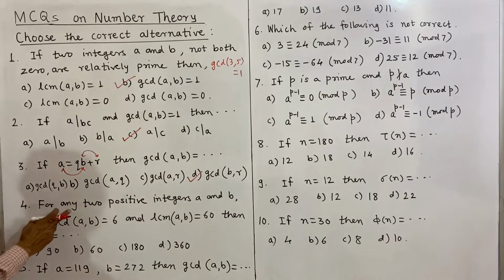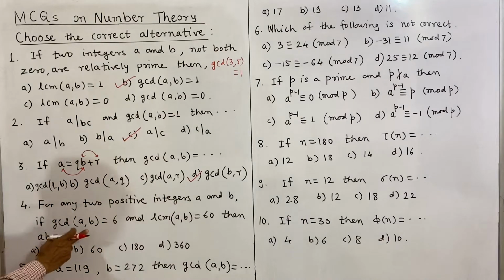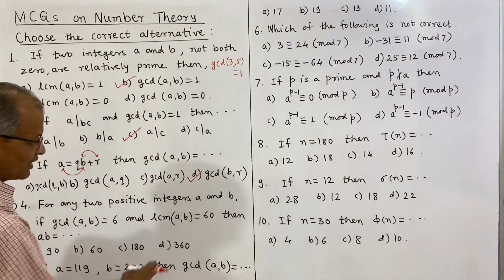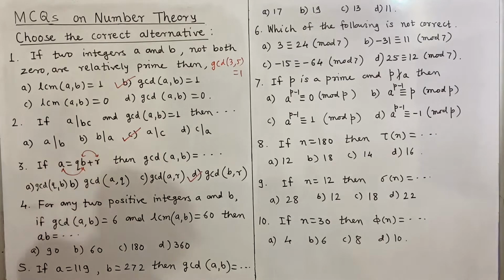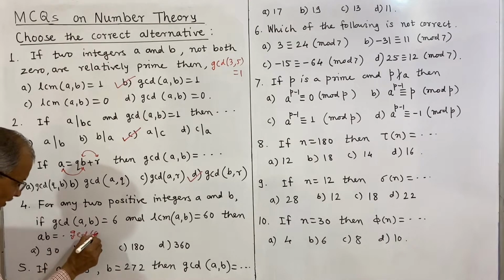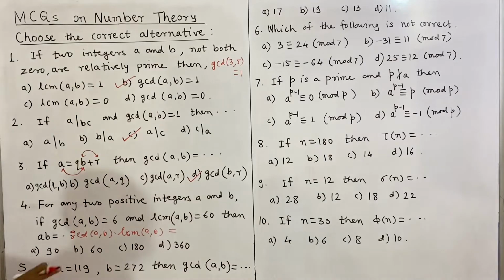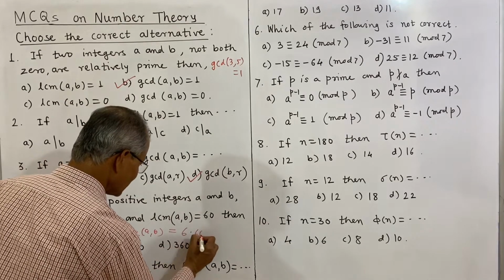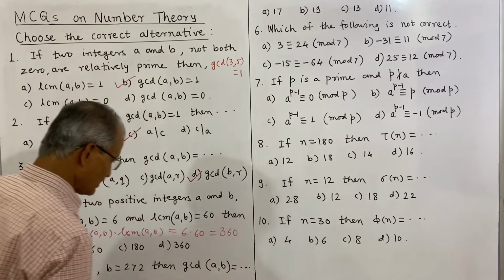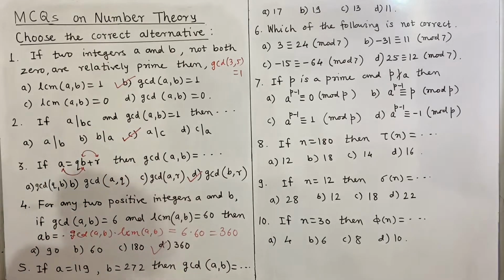Next is, for any two positive integers a and b, if the GCD of a and b is 6 and the LCM of a and b is 60, then what about the product a into b? Actually, the product ab, or the absolute value of the product, these are positive integers, therefore this will be positive. ab is equal to the product of GCD and LCM. So ab is equal to GCD of a and b into LCM of a and b, and therefore this will be, GCD is given as 6 and LCM is given as 60, 6 into 60, that is 360, and therefore this is the correct alternative.